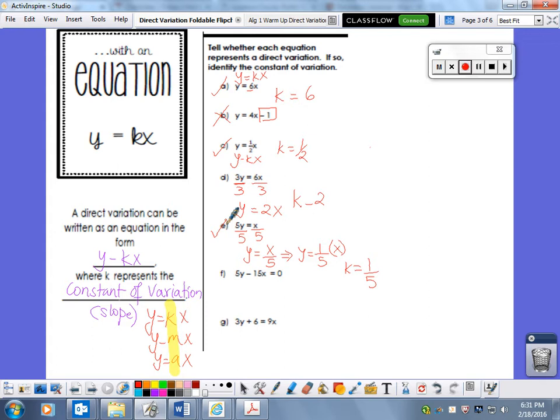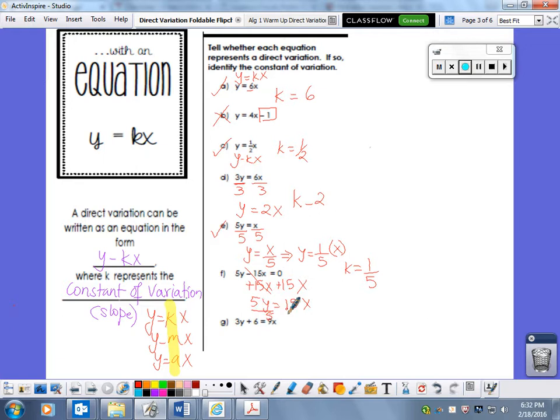Let's look at the next problem here. 5y minus 15x equals 0. So I need y and the x term on either side of the equation. I don't want them both on the same side of the equation. So in order to bring it to the direct variation form, I'm going to move the x term to the other side of the equation by doing the inverse operation, right? I'm going to add 15x on both sides of the equation so that I'm left now with 5y is equal to 15x.